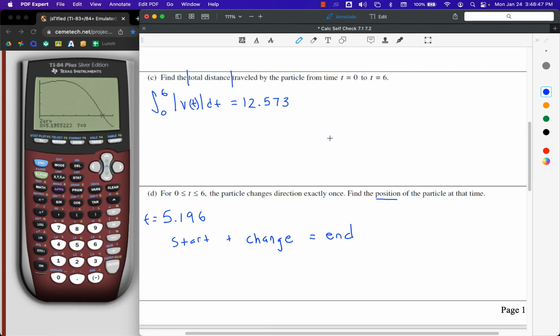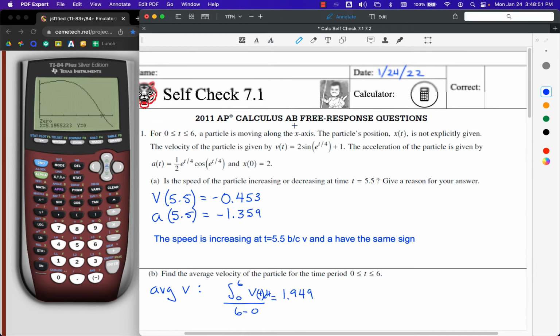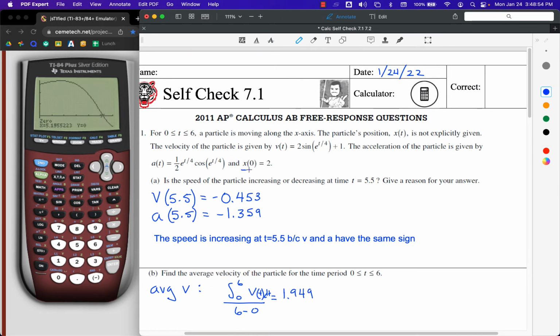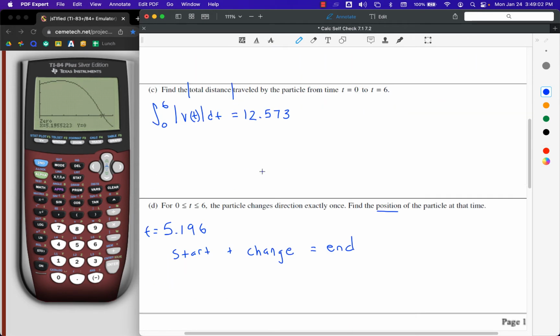So our start value, what is our start? Does it say up here at the beginning? It says, hey, at time is equal to 0, we start at position 2. That is all of our start information. So this is our start time and our start position. So our position starts at 2.